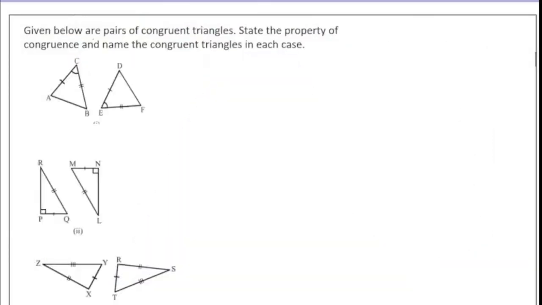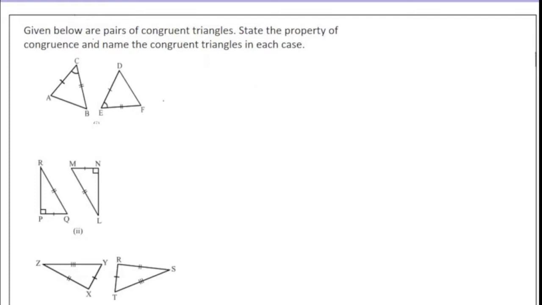So we have some example questions given here. It says that below are the congruent pair of triangles. In each case, we have to tell what is the property of the congruence that we have and the name of the triangle. Now, in the previous videos, we have seen that the order of the triangle in which we write the vertex is very important. So here we will apply that concept.